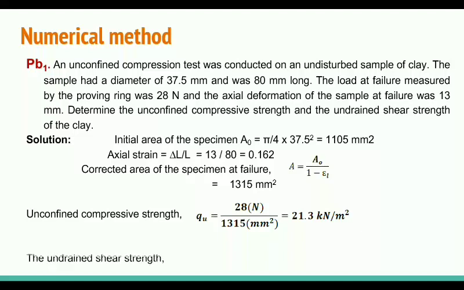Now we can calculate the undrained shear strength. The undrained shear strength is half of the unconfined compressive strength. We have seen that S is equal to CU is equal to half of sigma 1, which is half of QU. So QU divided by 2, 21.3 divided by 2, is 10.7 kilonewton per meter square. You can solve this question by drawing the Mohr circle also, but the formula is enough to solve it.